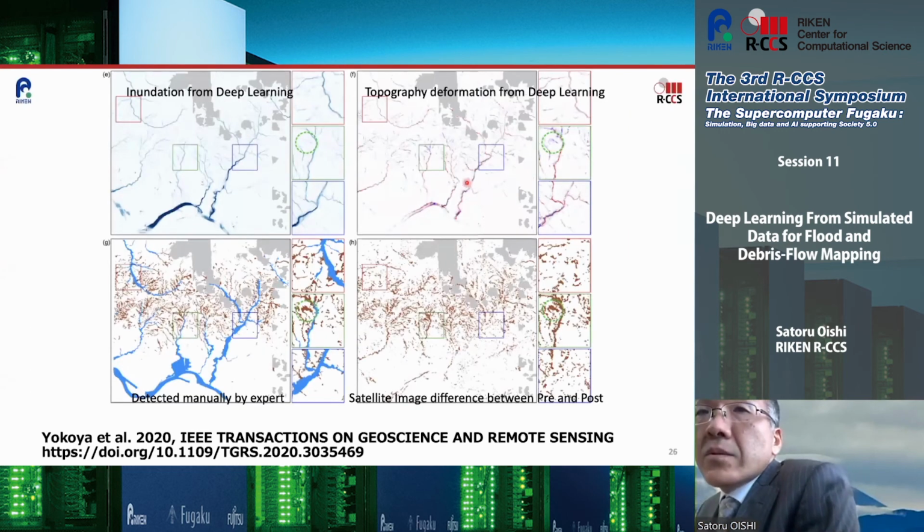Then this is the result of our research. This is the satellite image difference between pre and post. So this is the input data. And we get the topography deformation and inundation area from the deep learning. And this is the actual disaster that happened in 2018. Therefore, we know the inundation and topographic deformation manually by an expert. So we can compare them. Some of them are good and some of them are not good.